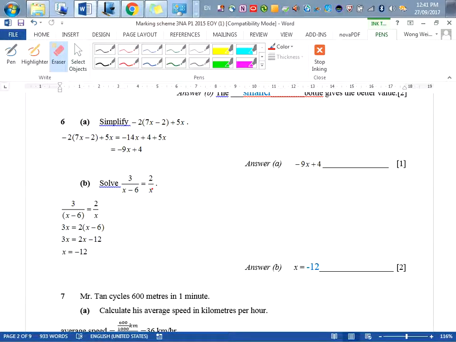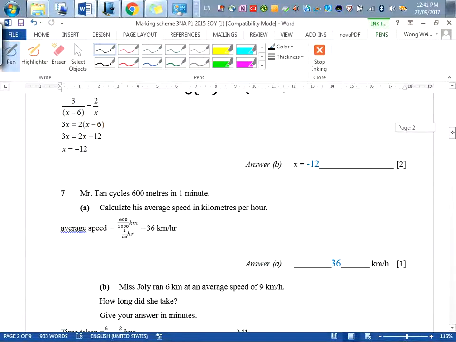Okay, when you say cross multiply, I want you to take your pencil, do this. Not pen, pencil. Then we will end up with 3 times x is equal to 2 times x minus 6. I always have my brackets with me when I multiply so that I don't make careless mistakes. So now I expand. 3x is equal to 2x minus 12 over here. Then solve for x. No tricks.